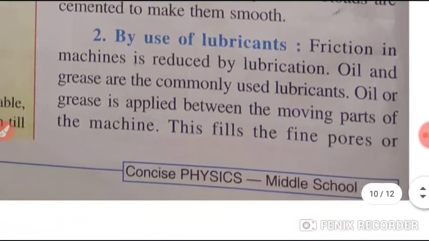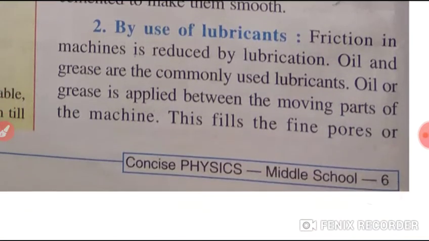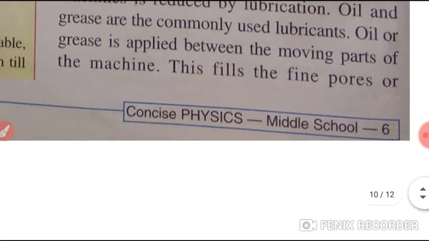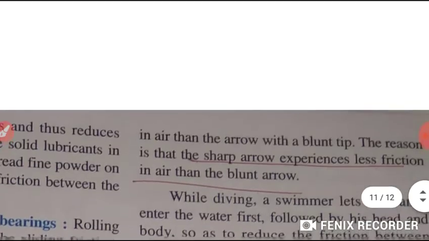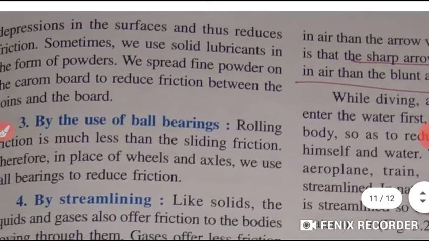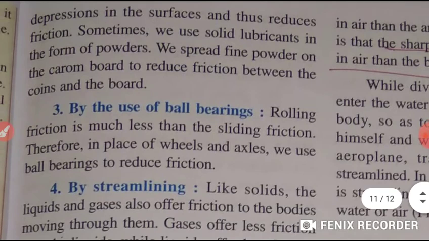By the use of lubricants: friction in machines is reduced by lubricants. Oil or grease is applied between the moving parts of the machine, students. This fills what? The fine pores or depressions in the surface, and thus it reduces the friction. Sometimes we use solid lubricants in the form of powders.